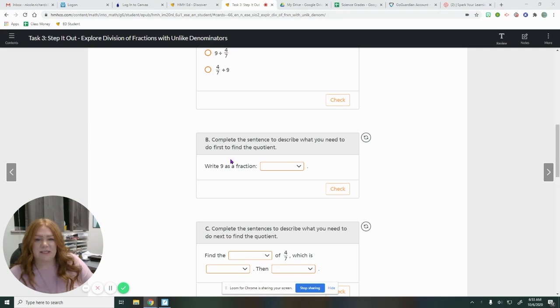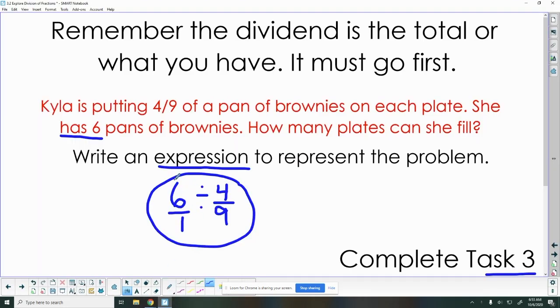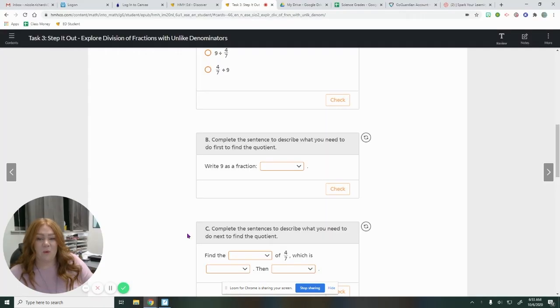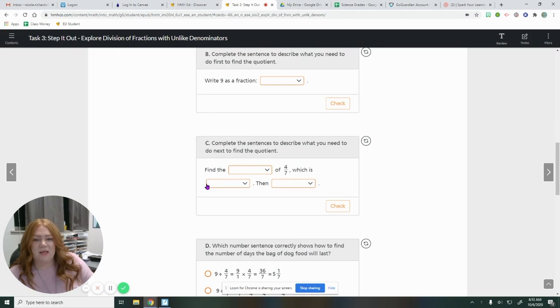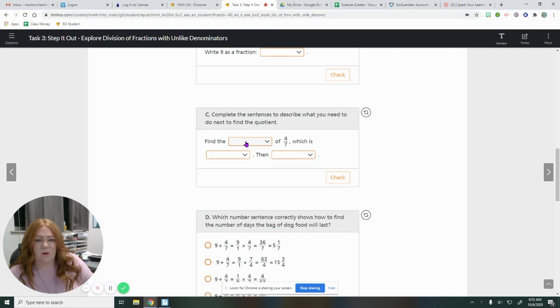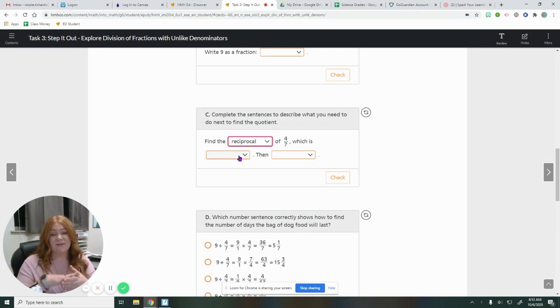Okay, so now we're going to take that whole number 9 and write it as a fraction. So think back what we did here and how you make a whole number a fraction. So complete the sentence that describes what you need to do to find the quotient. So we're dividing by 4/7, so we want to find the reciprocal of 4/7, which is what? And then since we did the opposite of 4/7, we have to do the opposite of divide, which is what?